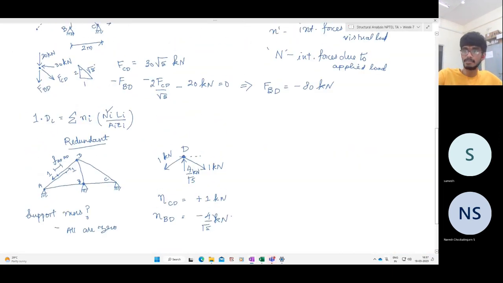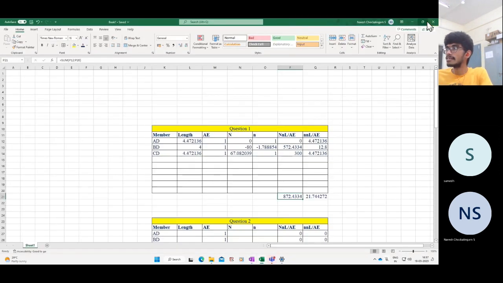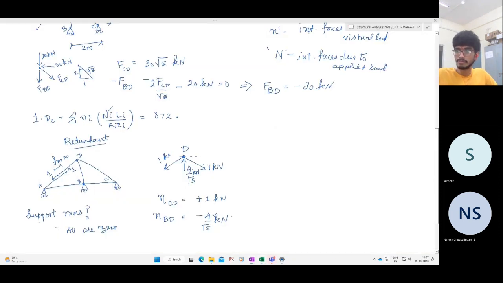So what is the real internal displacement? It is the summation of capital Ni, Li by AE. So this is what we get as 872.433 by AE. Since they have mentioned all the members have the same AE, I can take it commonly out. So this is the real displacement with no redundant.